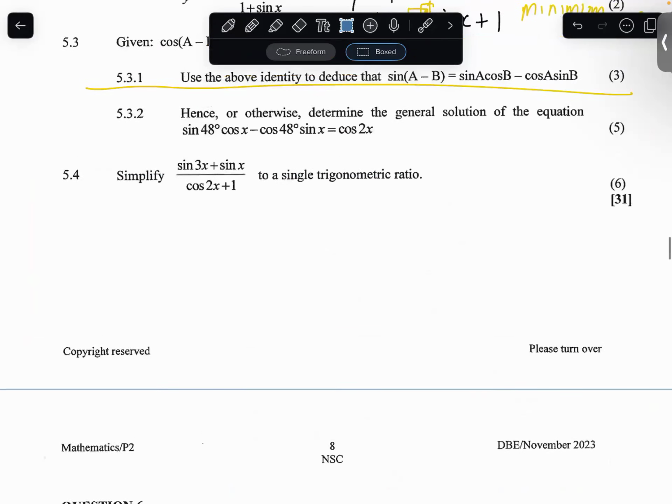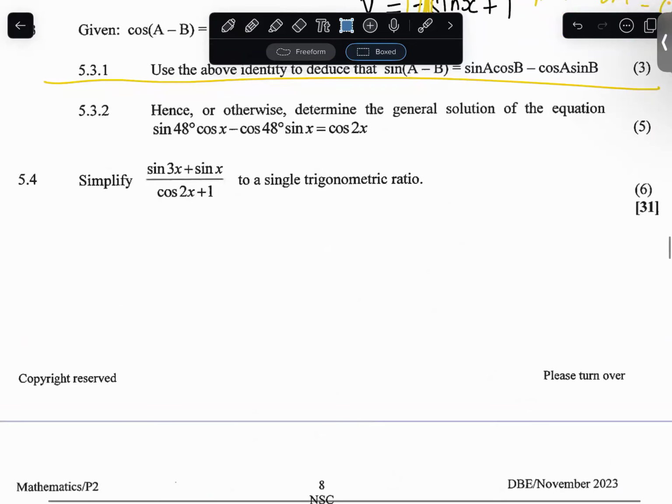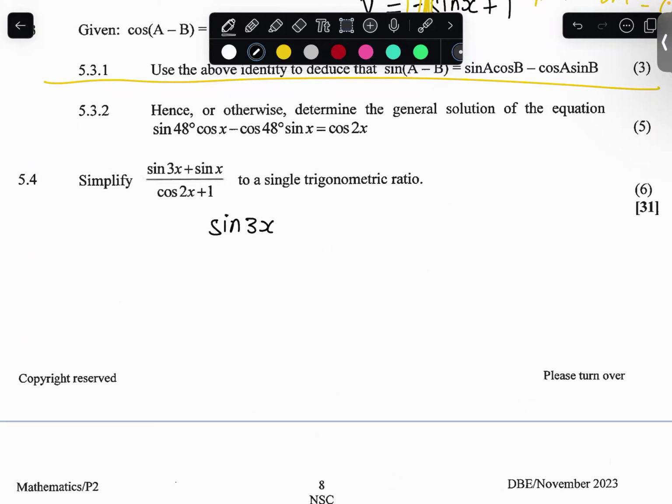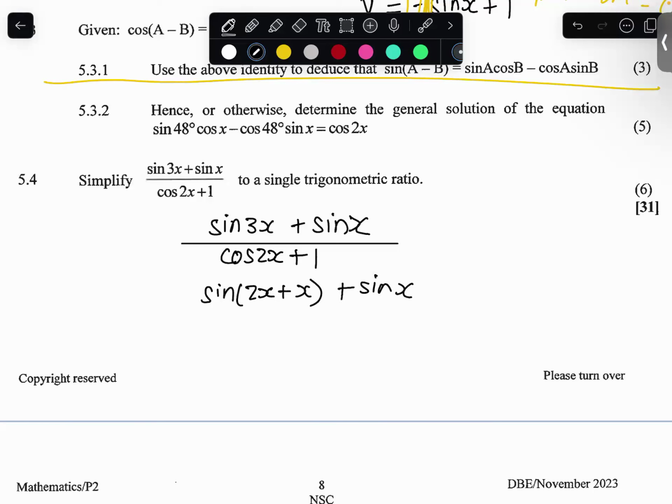All right, okay. And the last question here of question 5, it says simplify sine 3x plus sine x, all over cos 2x plus 1, to a single trigonometric ratio. Sine 3x, I told you if you see this, you need to break it up. You're going to break this up into 2x plus x. So it's sine of 2x plus x, plus this sine x here at the back, all over. We're going to leave this cos double angle until we know what to change it into. But it is occurring with a 1. But I'm going to leave it for now.